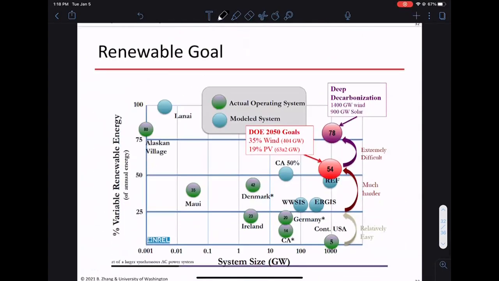So if you look at renewable goals, how does wind play a role with all the goals we have for renewables? There are all kinds of different targets we want to get to. On the left-hand side, these are the percentage of power generated by renewable resources. Some of these are actual numbers, some of these are targets.